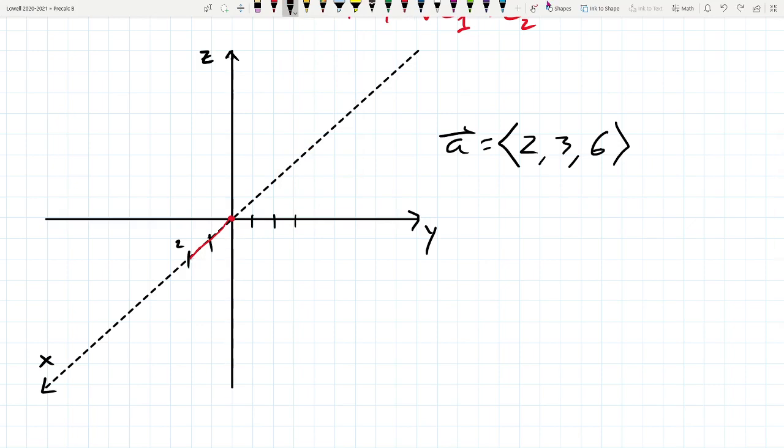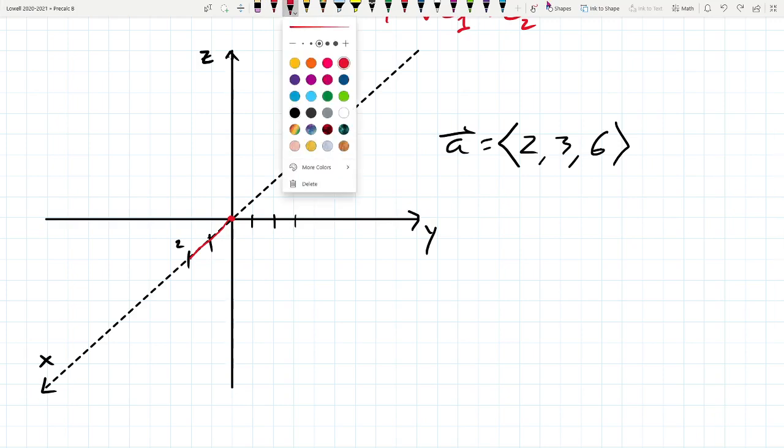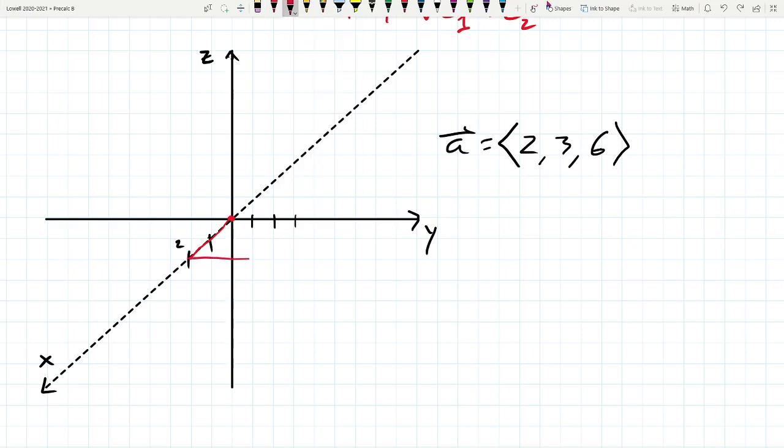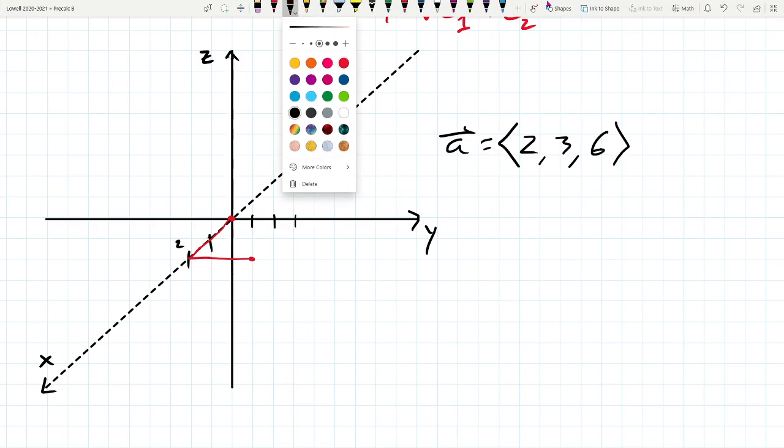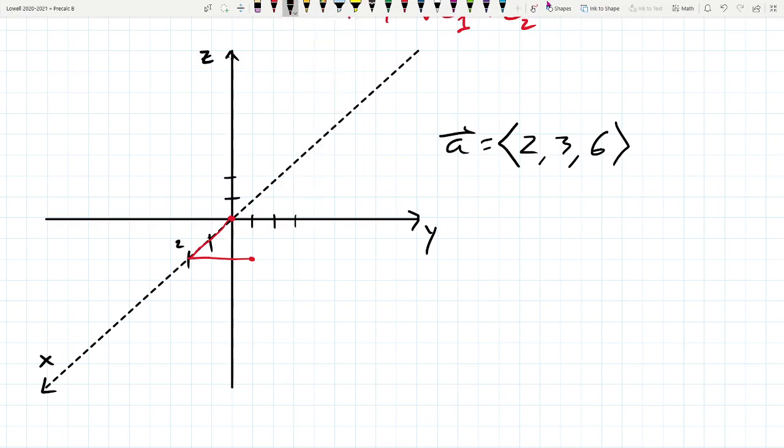Let's do that in red here. 1, 2, 3. I know you're going to have to bend your brain a little bit, but this is in 3 dimensions. So what I've done is I started off at the origin, come out of the paper 2 units toward you, and then gone 3 units straight to the right. And now we need to go 6 units vertically, 6 units up. So that would be 1, 2, 3, 4, 5, 6.